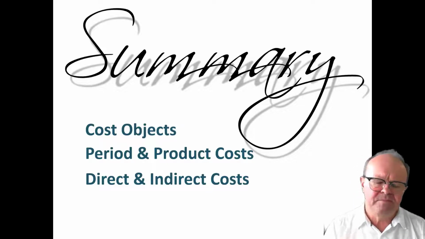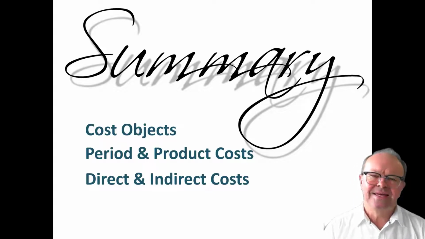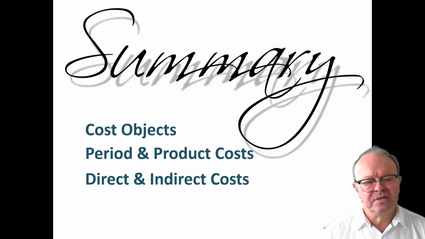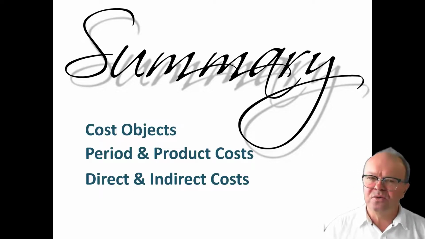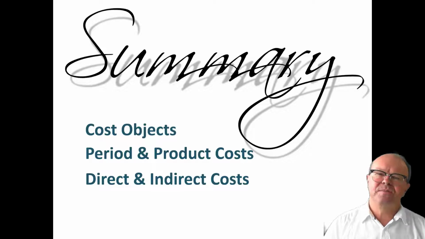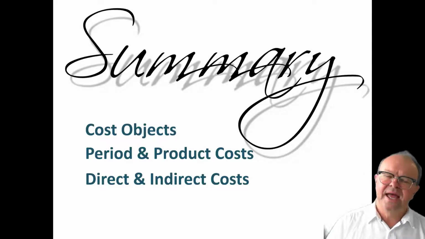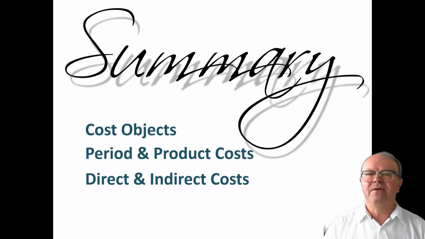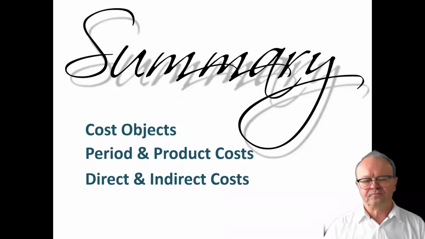We looked at period and product costs. This is a key distinction in accounting. We make judgments about whether we expense the cost in a period or whether we allocate it to a product, and it goes into being an asset until we sell that asset, the inventory, and then it becomes an expense, which might be in the same period, but might be in a different period.